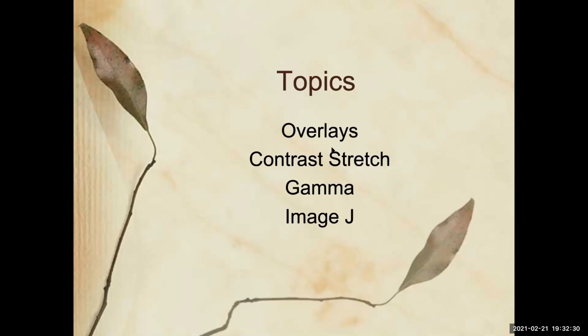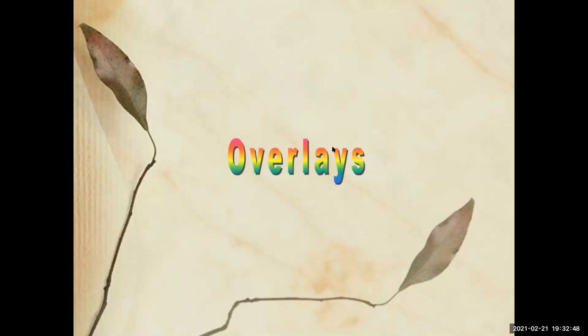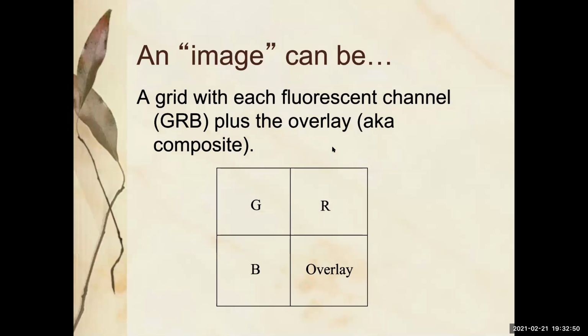The topics we will cover this week are how to do overlays and what they are, how to properly do a contrast stretch, how to do gamma, and we're going to look at how to use ImageJ. So we're going to start with overlays.